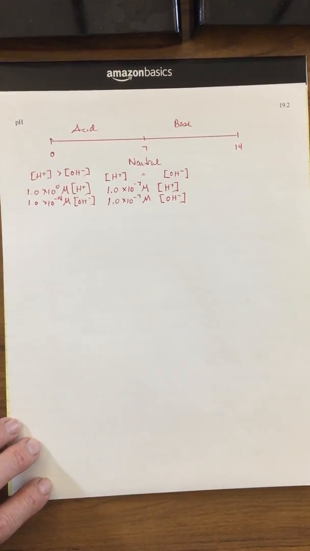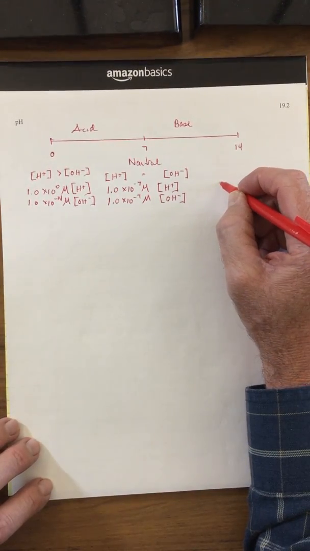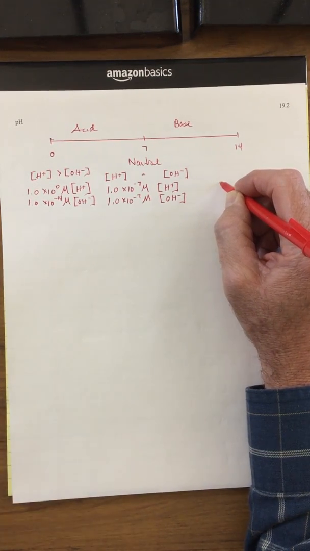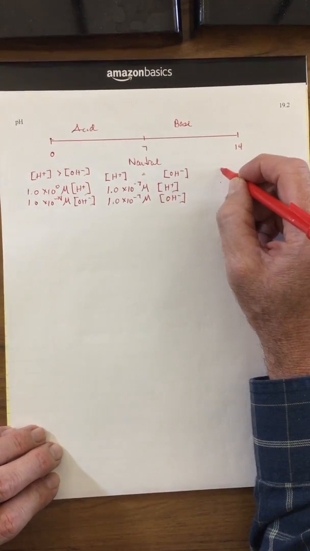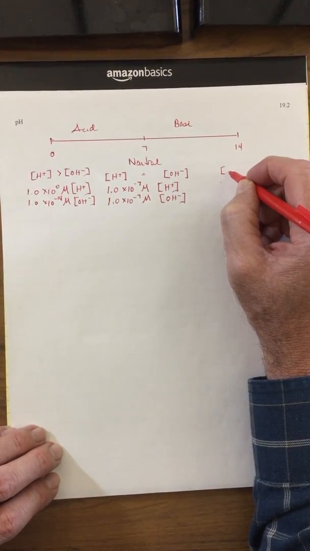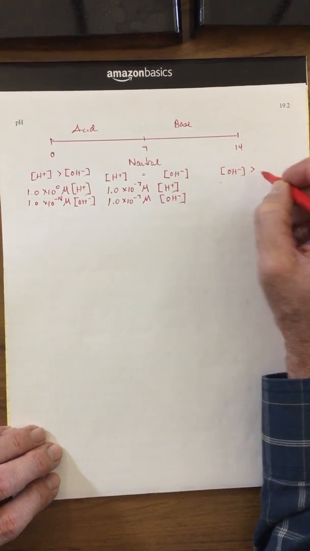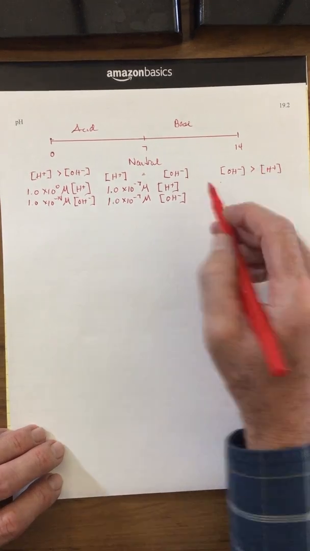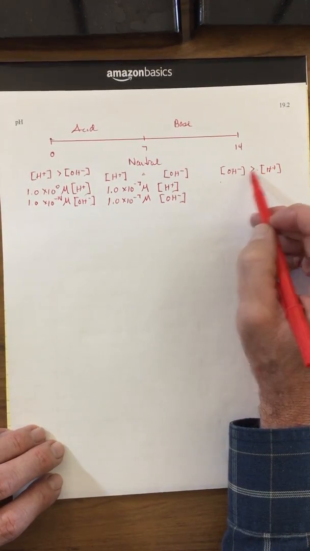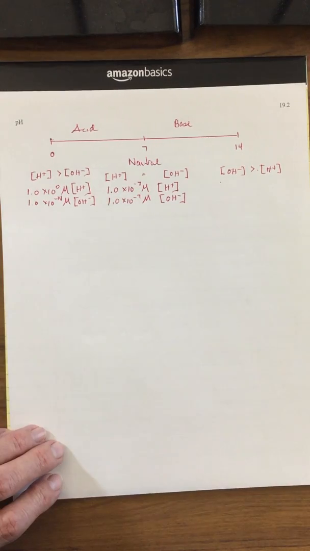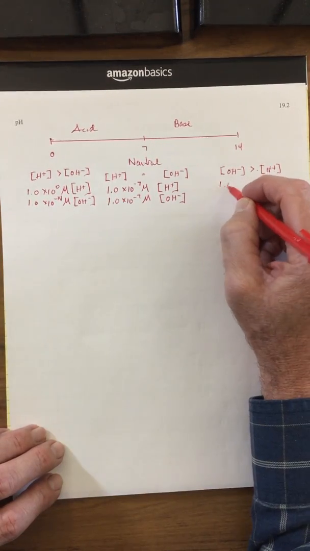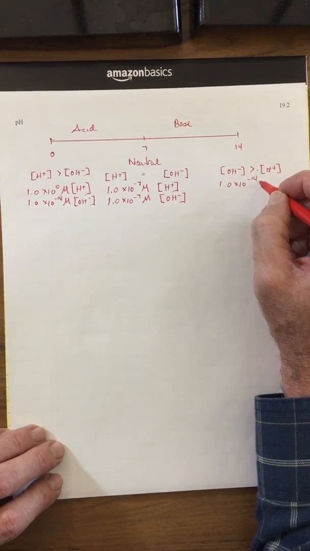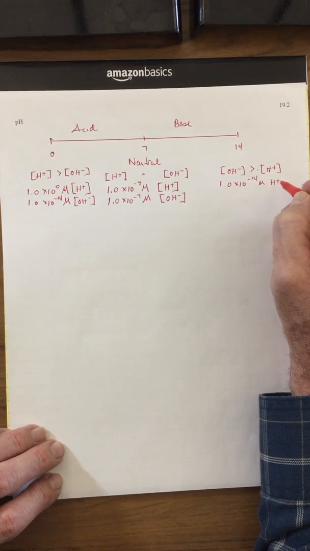Let's go to the other end of the pH scale, and we're looking at the base. Let's take a look. The OH minus is going to be greater than the H plus here. So that's what we're looking for. That means the hydrogen ion concentration must be less than what it was right here. The actual concentration is 1.0 times 10 to the minus 14 molar of H plus.